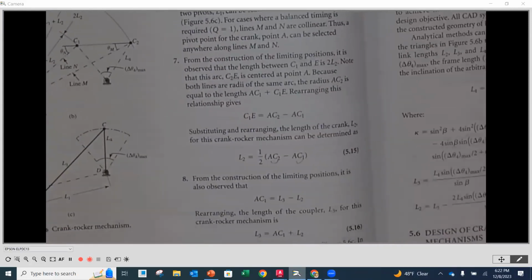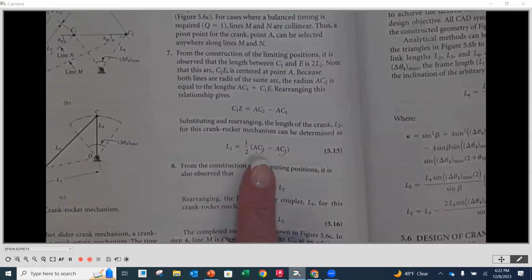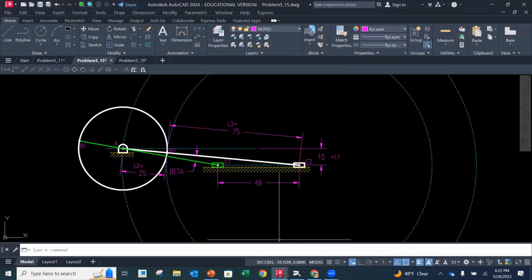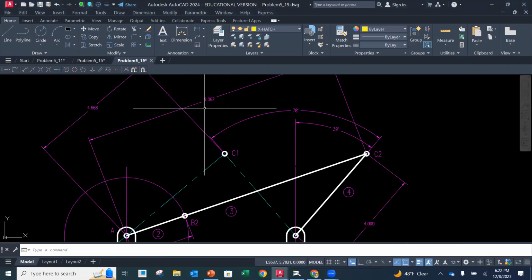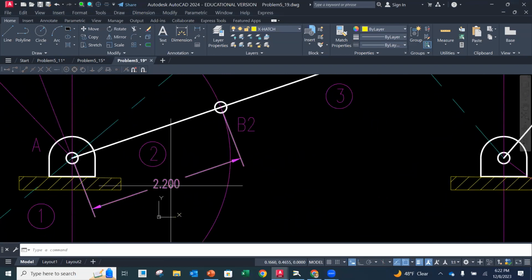So for L2, it's going to be 1/2 times A to C2 minus A to C1. So using those two distances from over here, the 9.067 minus the 4.668, multiplying that by 1/2, subtracting those two, that came out to be the length of my L2 here. I think it was 1.995, and I did put it in, but I have 3 decimal places, so it rounded for me. So I'm sorry, 2.1995 was the number.